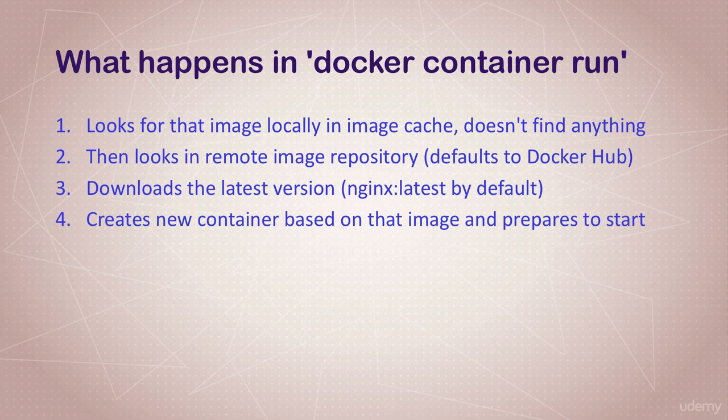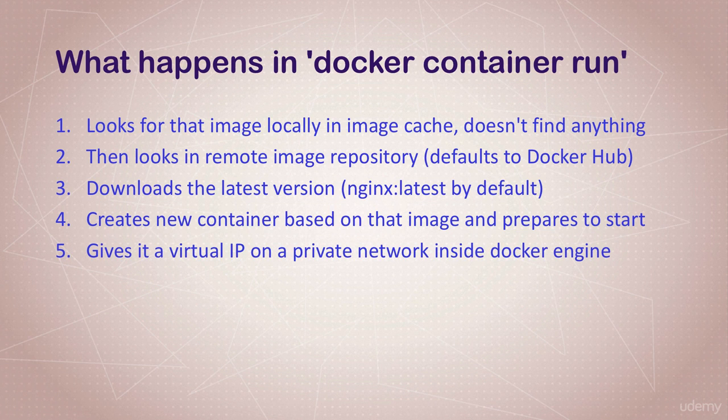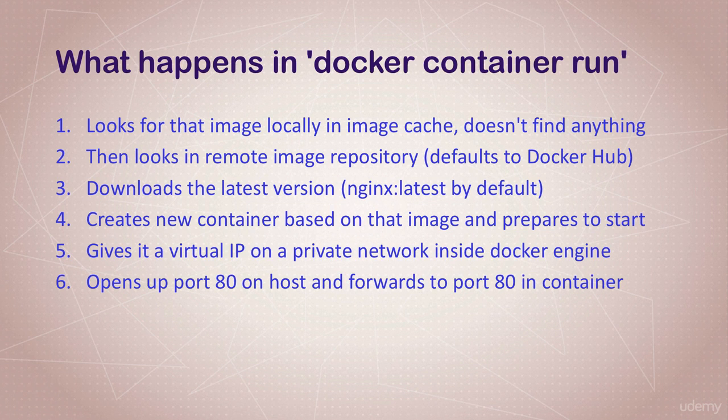Then, once it's got that image and ready to go, it's going to start up a new container based on that image. It's not going to make a copy of the image. It's actually going to just start a new layer of changes right on top of where that image left off. And it's going to customize the networking. So it's going to give it a specific virtual IP address inside a Docker virtual network. And it's actually going to open up the port that we specified. If we didn't specify the --publish option, then it's not going to open up any ports at all. And since we did 80:80, that's telling it to take port 80 on the host and forward all that traffic to port 80 in the container.